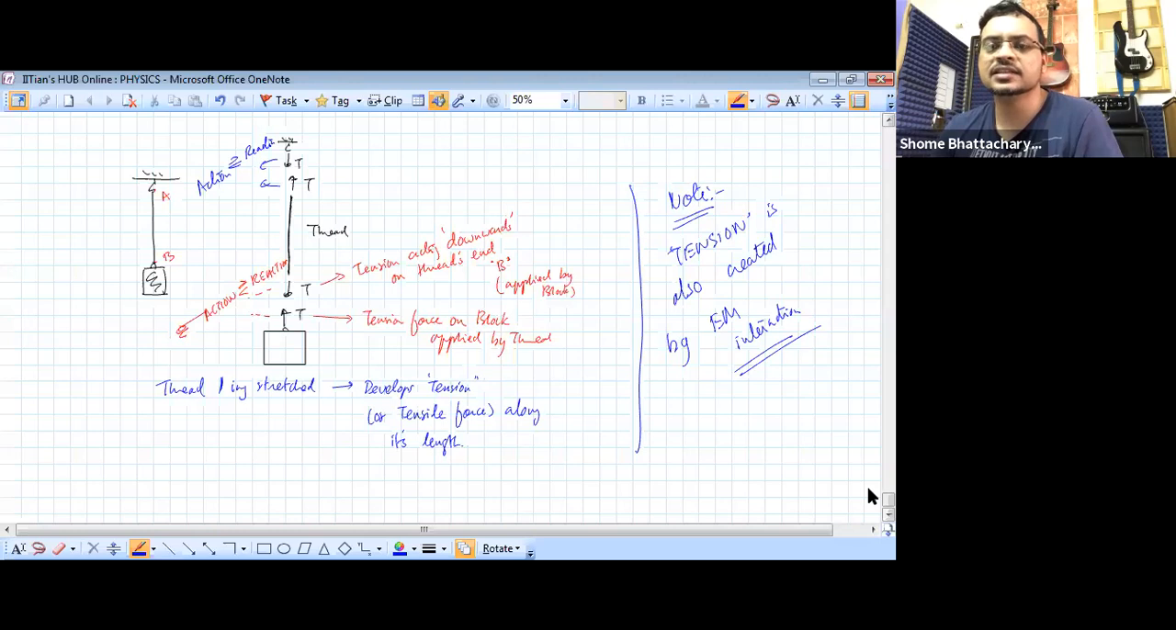So what we say is that if the amount of external stress is more than the tensile strength, then instead of developing that much tension, the string or the rope or whatever will just break at that point. So that is to do with tensile strength.